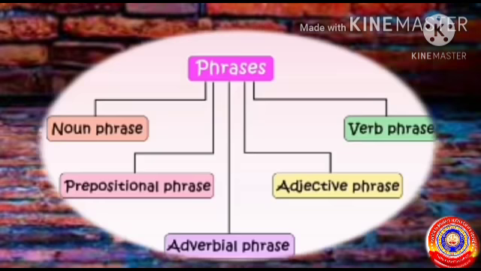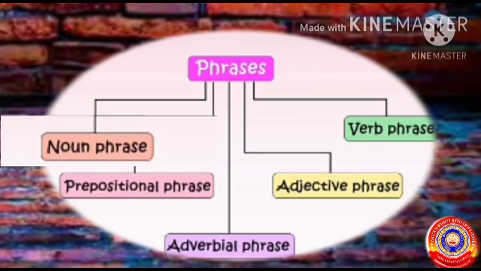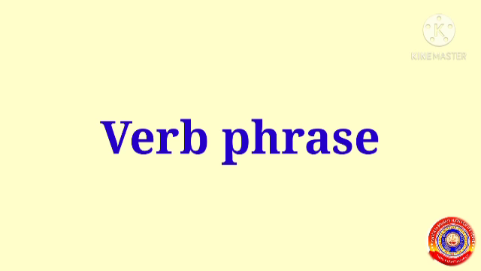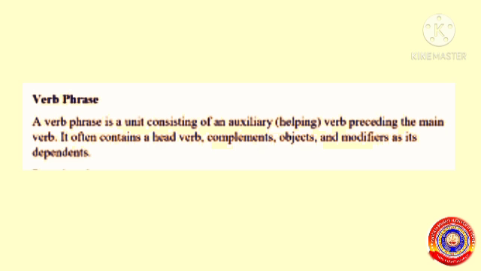Phrases are divided into five: noun phrase, verb phrase, prepositional phrase, adjective phrase, and adverbial phrase. We had already discussed noun phrase. Today we are going to discuss verb phrase. A verb phrase is a unit that consists of an auxiliary verb preceding the main verb. It often contains a head verb, complements, objects and modifiers as its dependents.